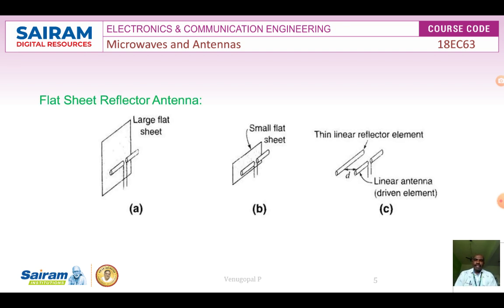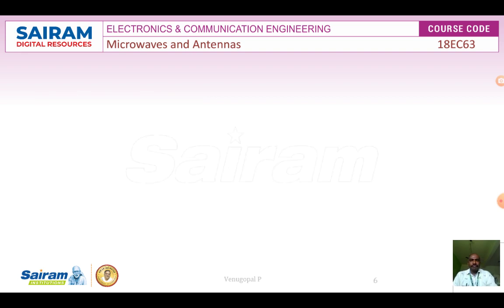One is the flat sheet reflector antenna. Here I am showing the picture representation of the flat sheet reflector antenna for various sizes. One is a large flat sheet, second is a small flat sheet reflector antenna, and in the third one you are observing the thin linear reflector element. Another is the linear antenna driven element, which is shown in figure C. The reflector element is separated from the driven element by the distance d, also shown in figure C.